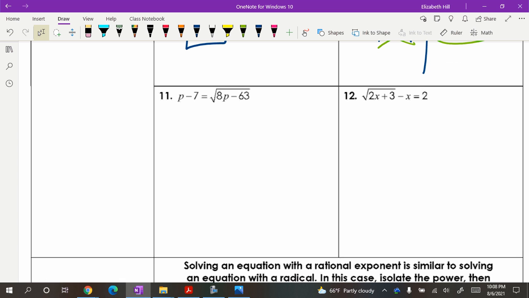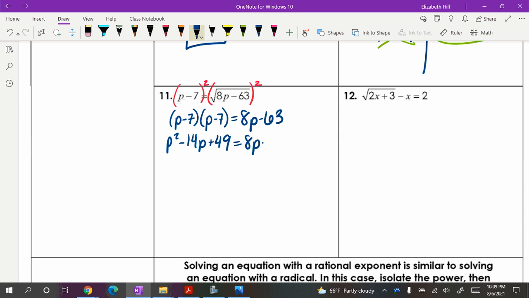All right, let's take a look at 11, and let's do 11 together, and then I'm going to have you guys try and do 12 on your own. 11 is isolated, so I don't have to do anything there, but I can go ahead and square both sides. As I square the left-hand side, I need to do p minus 7 times p minus 7. That involves a little bit of FOILing. This gives us p squared minus 14p plus 49 equals 8p minus 63. Once again, now you have a quadratic situation. So I'm going to bring everything over to the left-hand side: p squared minus 22p, and then 49 plus 63, so that's 112 equals 0.